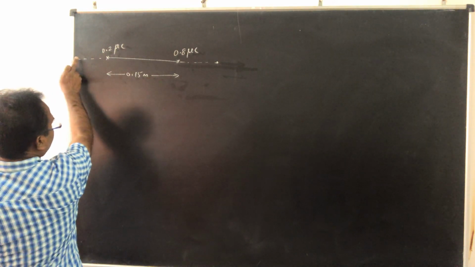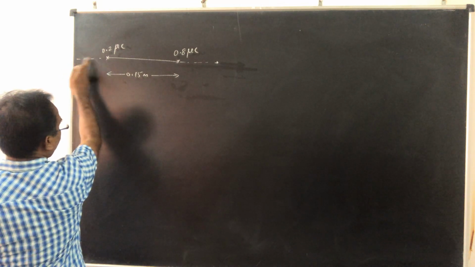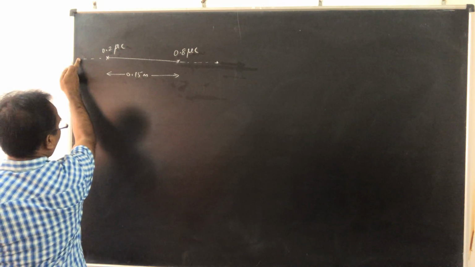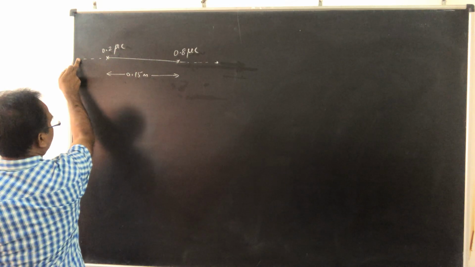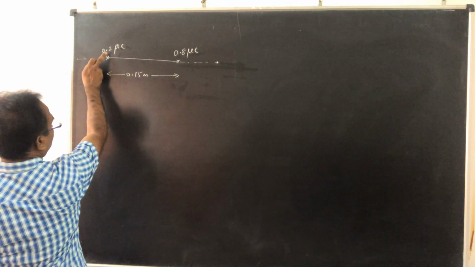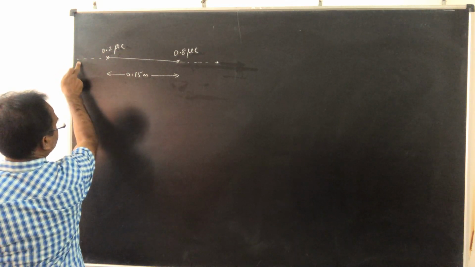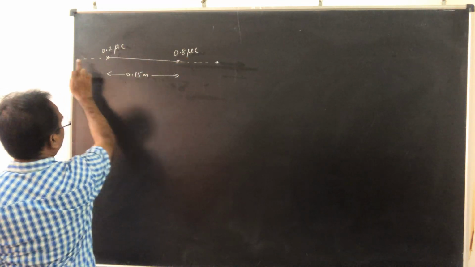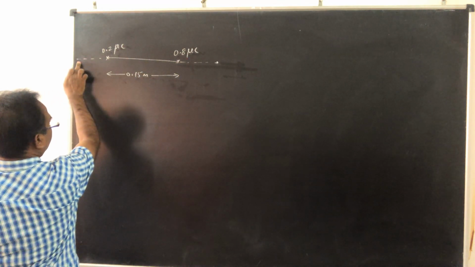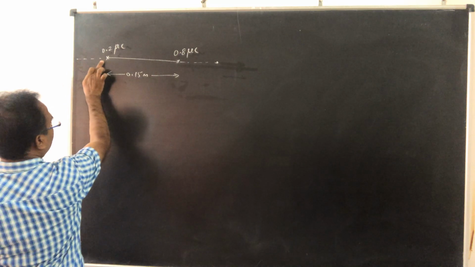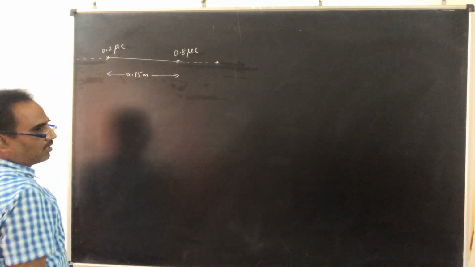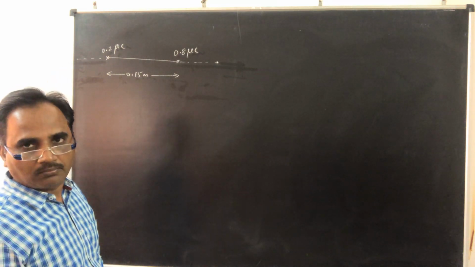Similarly, if I consider the point this side of this 0.2 microcoulomb charge, due to same reason, that means due to this positive charge electric field is in this direction, due to this positive charge also electric field is in the same direction, therefore anywhere this side electric field cannot become zero.